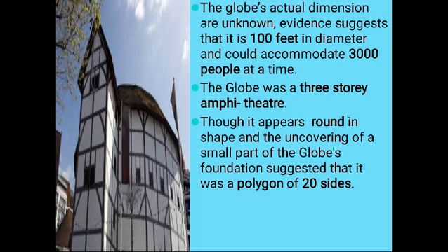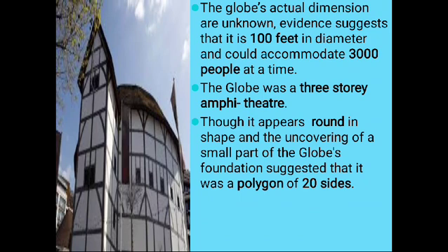When we go with Globe Theatre, it is hexagonal outside and round inside, and it is open to sky. The Globe Theatre's actual dimension is 100 feet in diameter, and it can accommodate 3,000 people at a time. Mostly Globe Theatre would always be filled in all the shows.